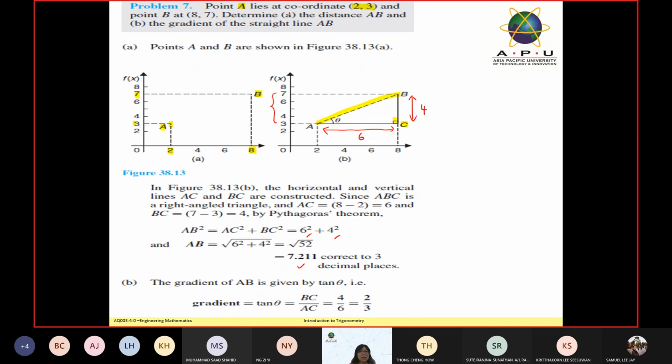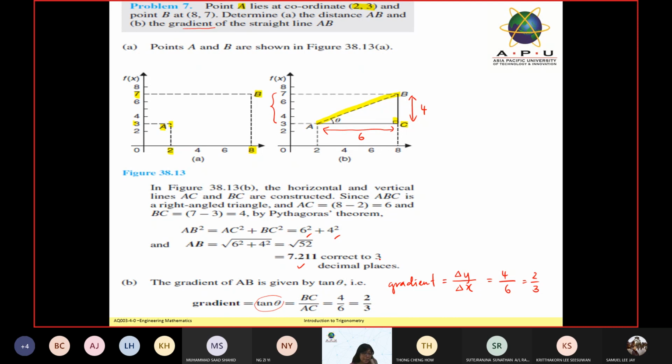Then next, you are asked to find the gradient of the straight line AB. What is the gradient for AB? Can you still recall how to find the gradient? Remember, it is the vertical height divided by the horizontal distance, delta y over delta x. The vertical height is actually 4, and the horizontal length is actually 6, which gives 2 over 3. Delta y over delta x is the same as the tangent of theta.